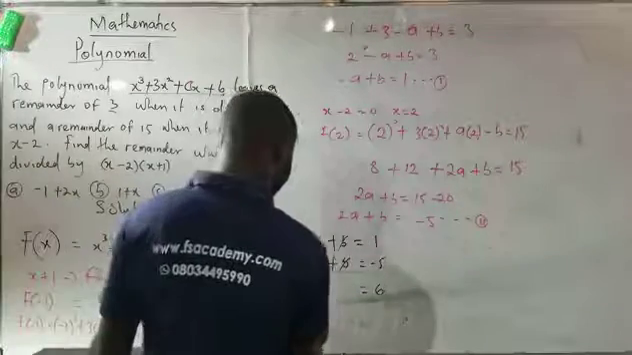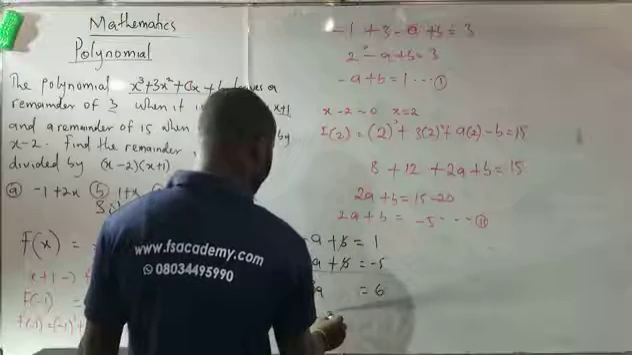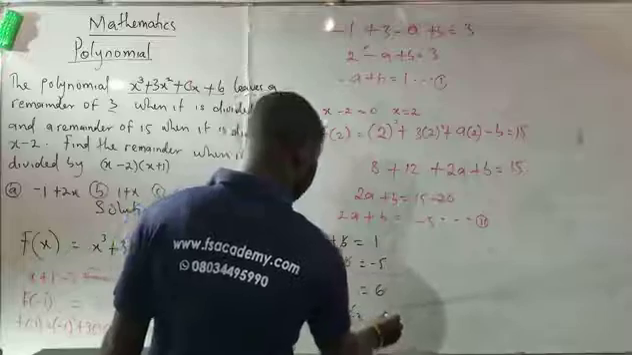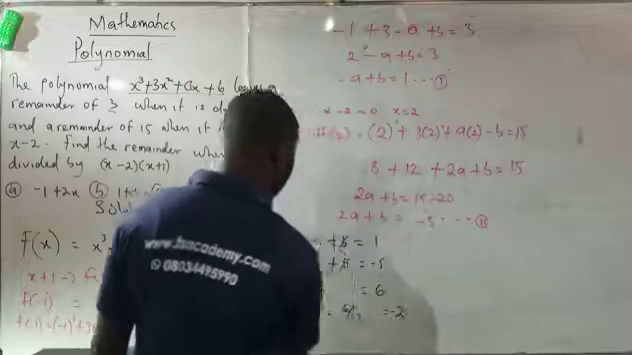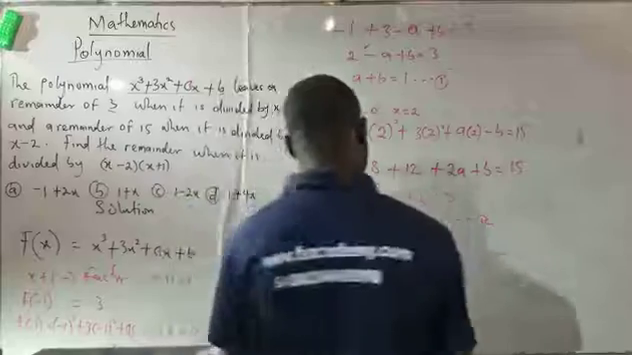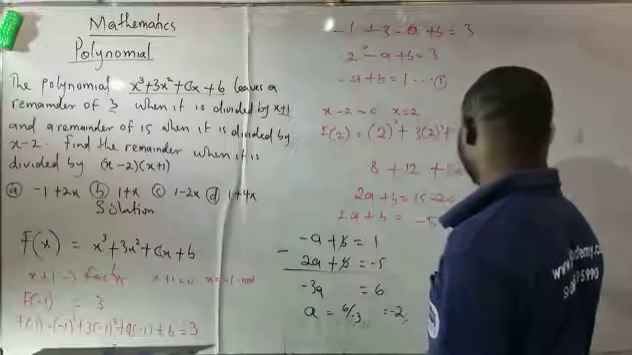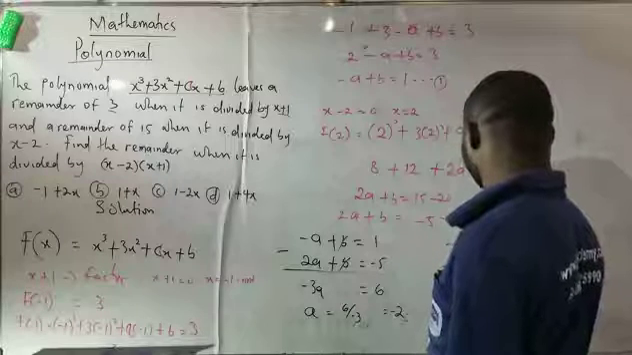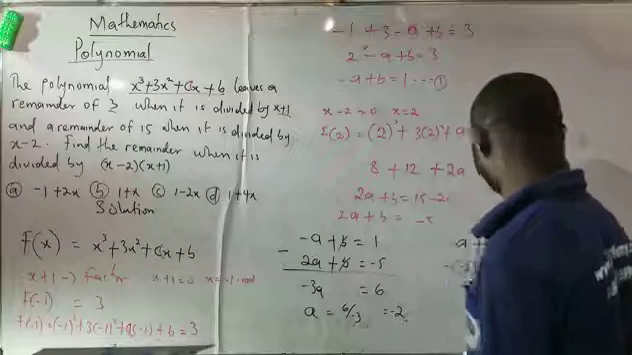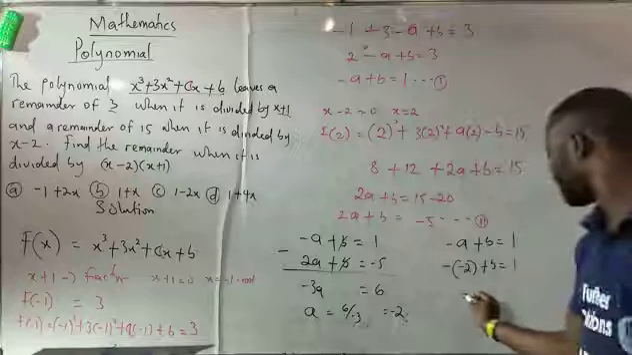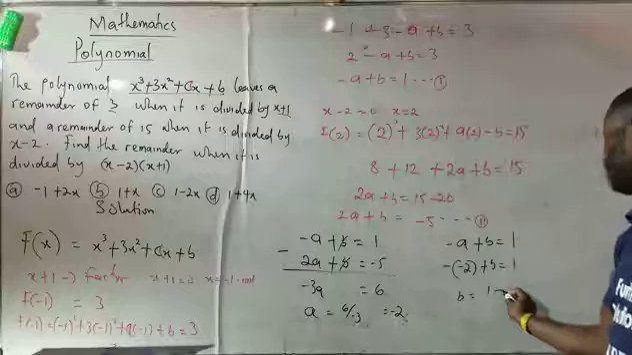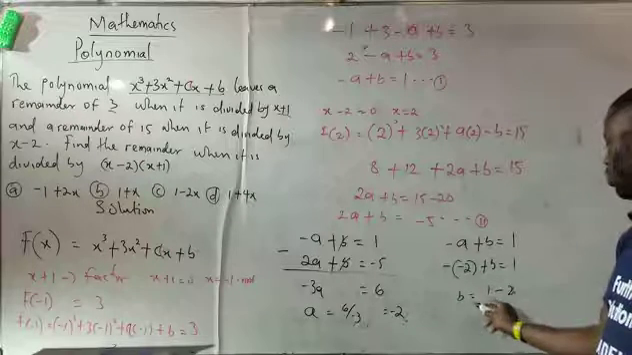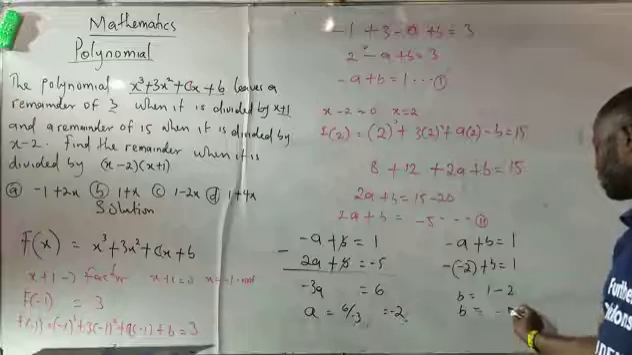That will be 6. It means my a will be equal to 6 over minus 3, which is minus 2. My a is minus 2. Now, what is b? I can see that minus a plus b equals 1, which will be minus (minus 2) plus b equals 1. Now my b will be equal to 1 minus 2, so my b is equal to minus 1.